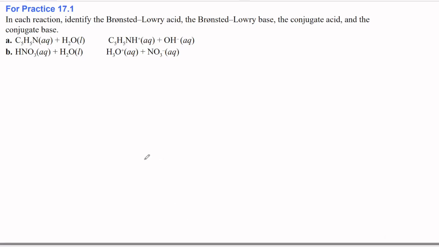Next we'll work the for-practice problem associated with 17.1. In each reaction, identify the Brønsted-Lowry acid, the Brønsted-Lowry base, the conjugate acid, and the conjugate base. So first we'll work problem A. Problem A has C5H5N, which is pyridine, reacting with water to form C5H5NH plus OH minus. Now what happened here?